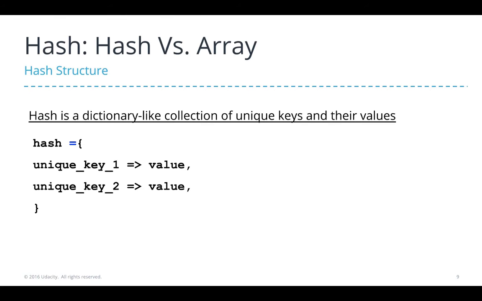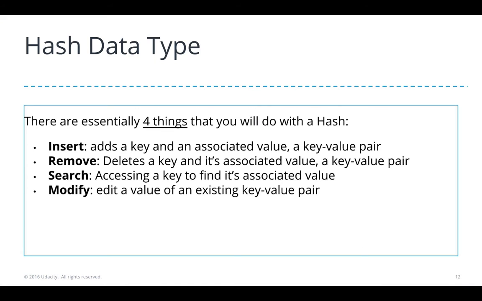So a hash is a dictionary-like collection of unique keys and their values. In order for us to access the value that is associated with a key, we'll have to call on that unique key, and the value will be returned. There are essentially four things that you'll be doing with a hash. You'll be inserting, which adds a key and an associated value, or a key-value pair. You'll remove, which deletes a key and its associated value. You'll search, accessing a key to find its associated value. And you'll modify, editing a value of an existing key-value pair.